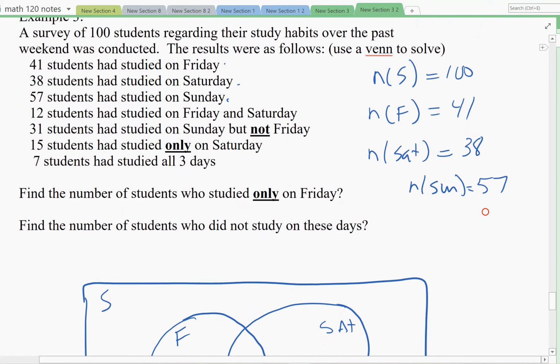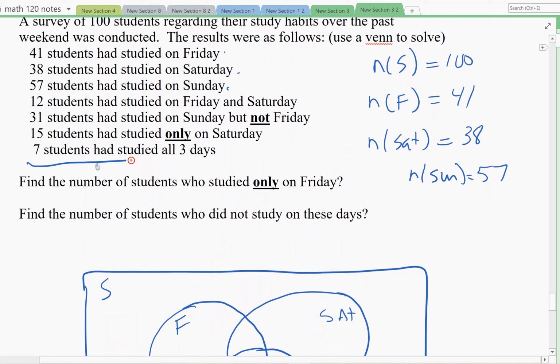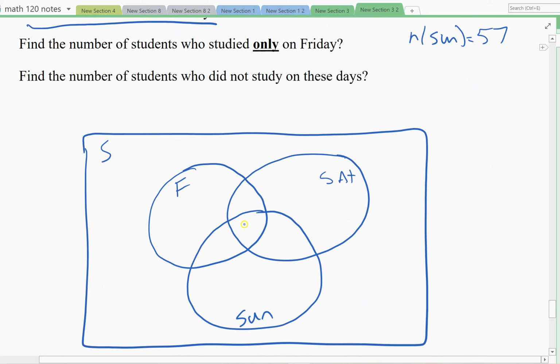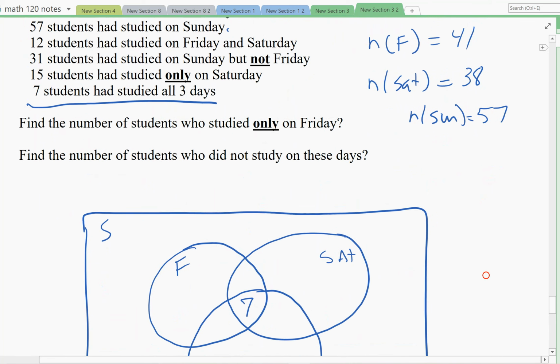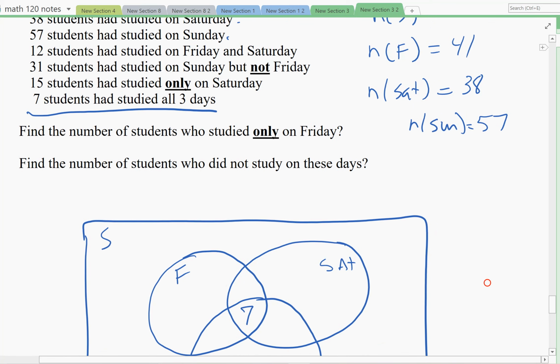Alright, 7 students study all, so we have 7 students who are studying hard, right? 7 students studied all 3 days, so 7 goes in the middle wedge. 15 students studied only on Saturday, so there's that only again. And so we're in the Saturday circle and we're in the only spot. So Saturday circle here, 15 only studied on Saturday.